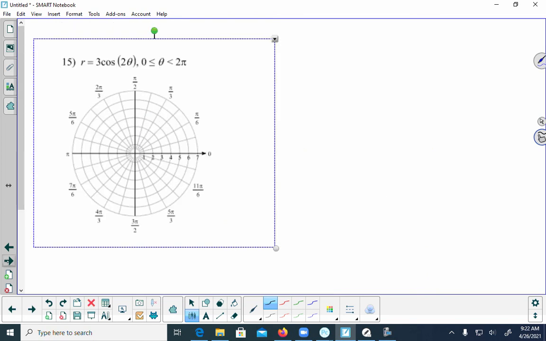Okay, looking at the next one, 15 and 16 tell you that it's a rose curve, so you're still going to answer some questions first, and then you're going to go ahead and graph using those rules that we learned in class. So the first thing is, this is cosine, so I'm going to say it's symmetric over the polar axis. That's the first thing it's going to ask me.